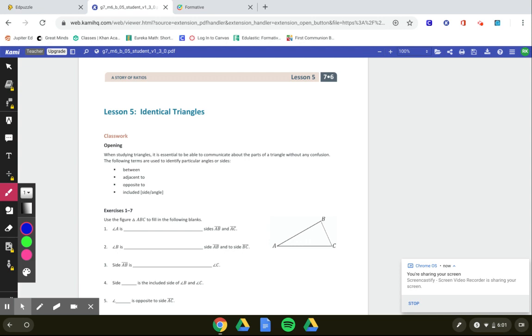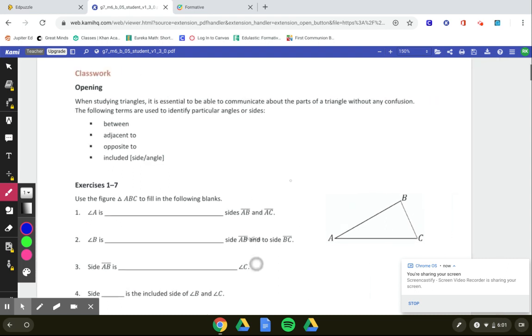Our goal today is to be able to look at two triangles and know, even if they're oriented differently, if they're twisted or what it may be, that they are identical and that we can make some assumptions based on that. Before we do that, though, we're going to talk about some of these key terms here in the opening, which is when we study triangles, we want to make sure that we can communicate certain things in specific math terms.